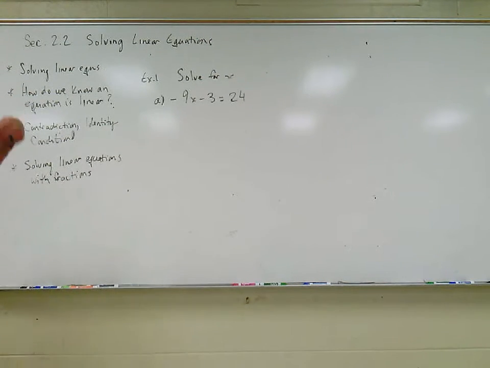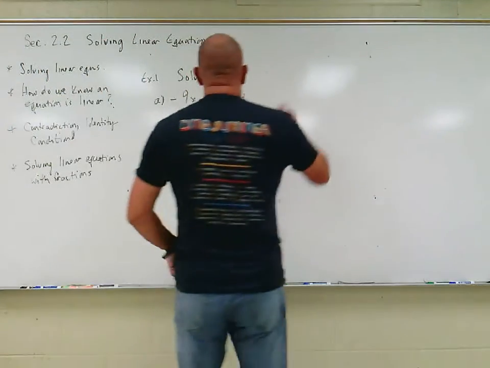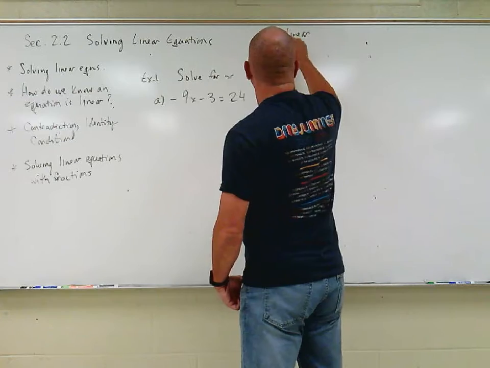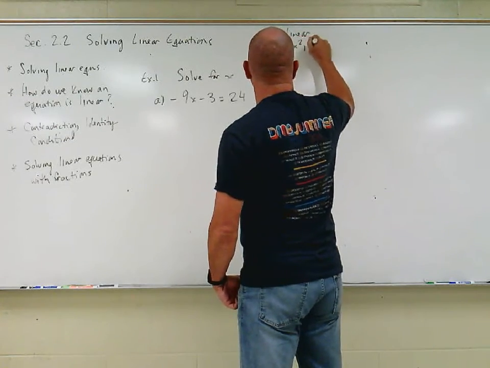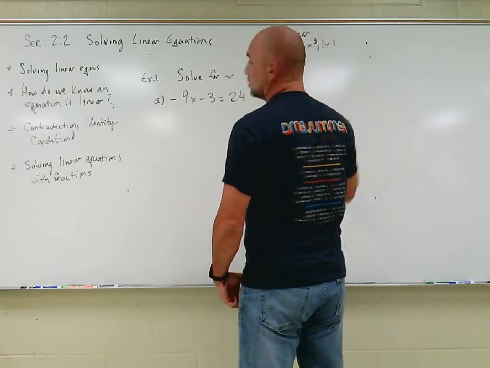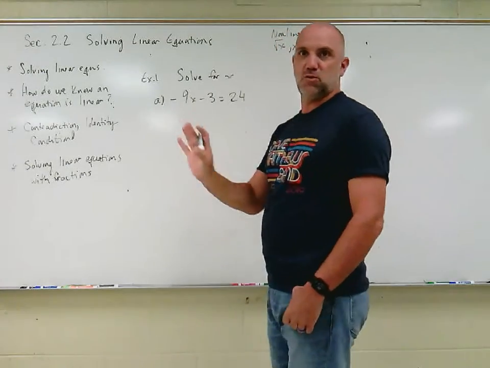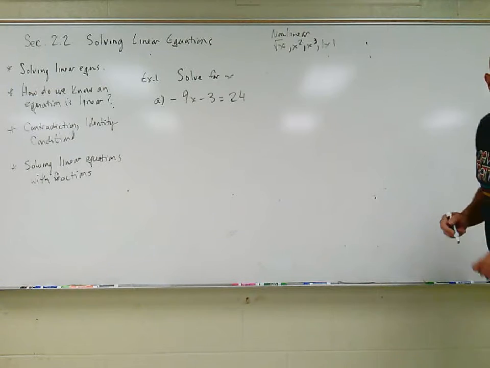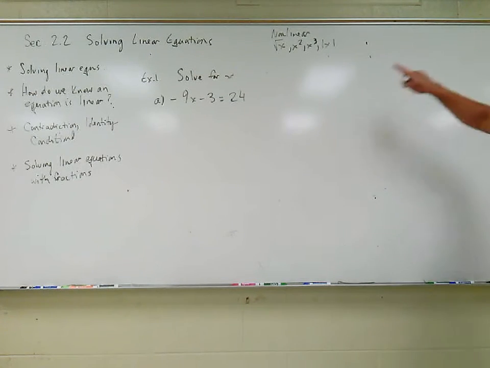Can't have any square roots. You can't have any x squares. So nonlinear would be equations that have square root of x, x squared, x cubed, absolute value of x, all of those. So it has to just have x to the first power, and not in the denominator either. Okay. So, all right.